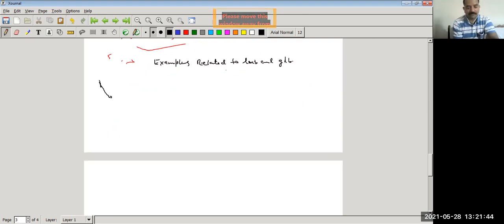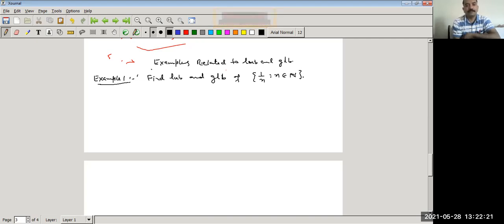So question number 1, example number 1. Find LUB and GLB of 1 upon n, so that n is set of natural number.